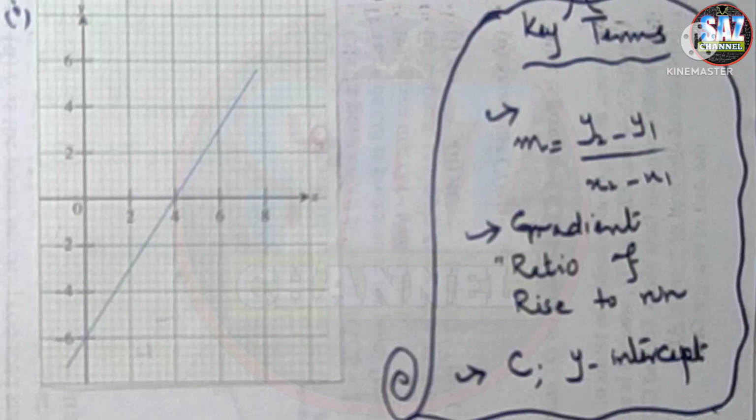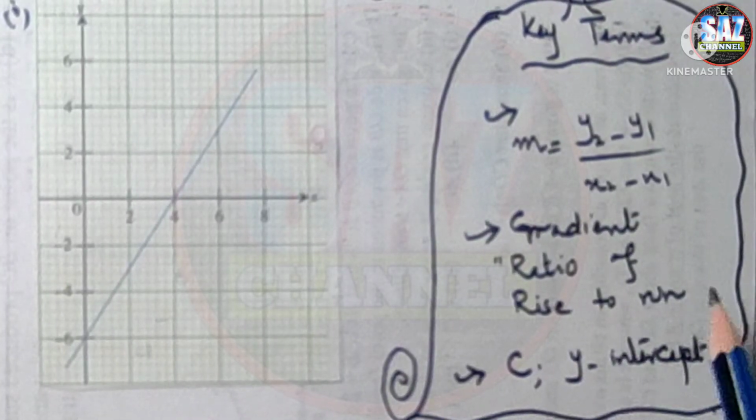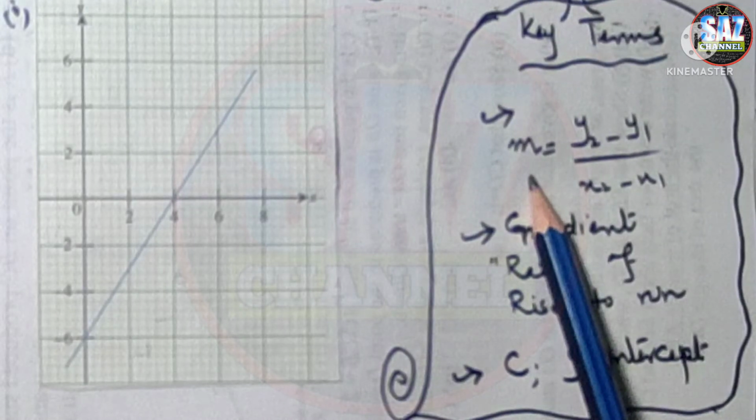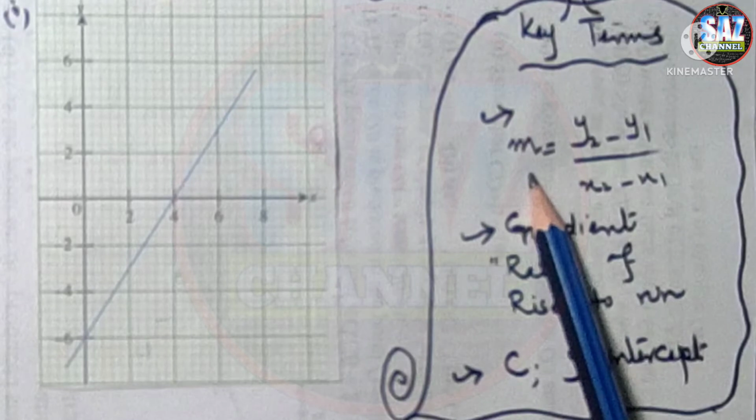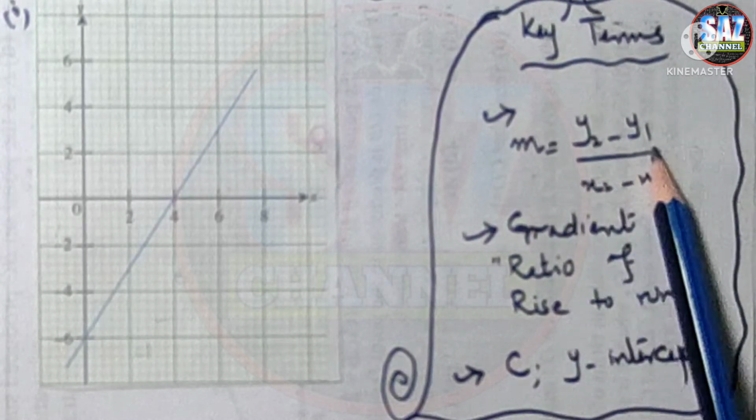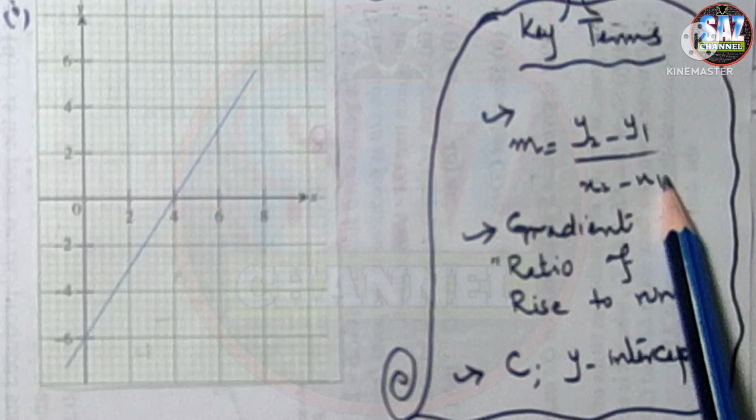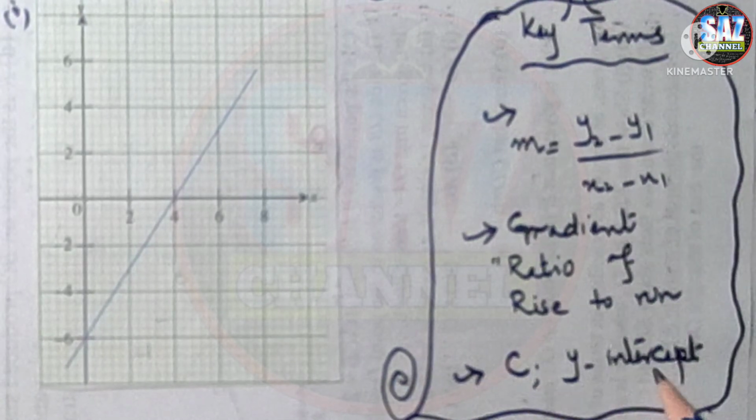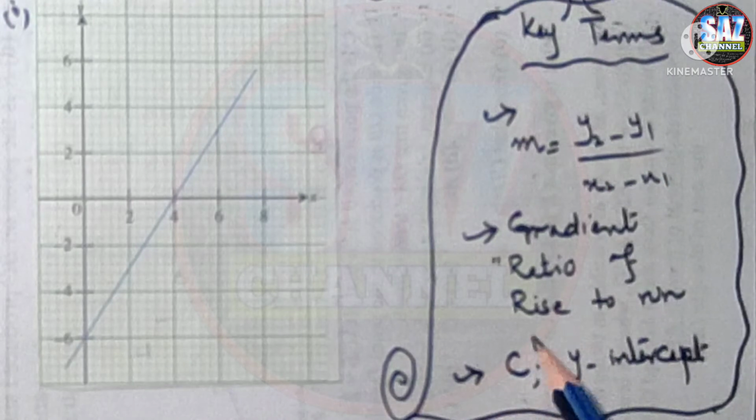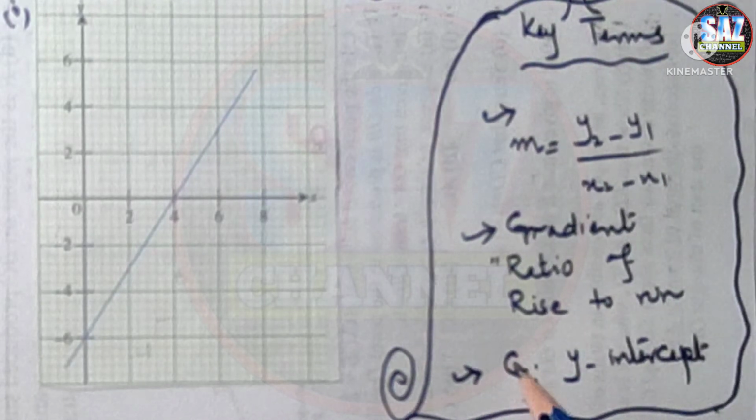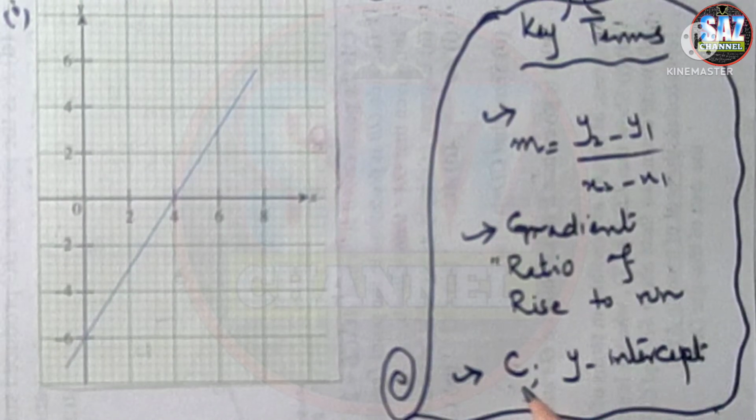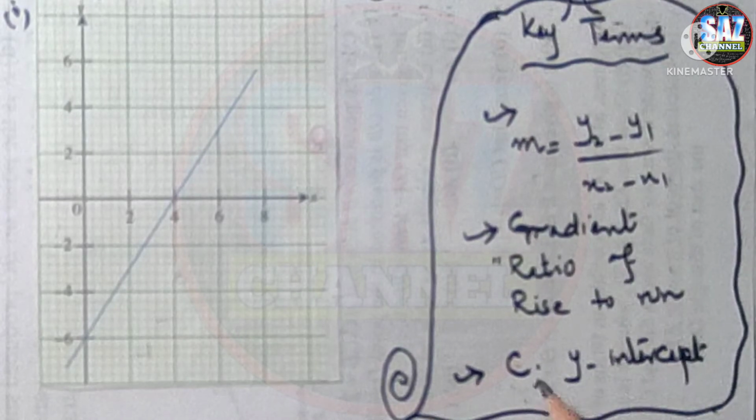Before going to the G part, it's really important to recall the formulas. The formula for the gradient is the ratio of rise to run, change in y value upon change in x value, or y2 minus y1 upon x2 minus x1. Gradient, ratio of rise to run, and C, the y-intercept. C can be easily located by observation, students, by looking at the graph at what point your line is cutting or meeting the y-axis. That will be your C, the y-intercept.